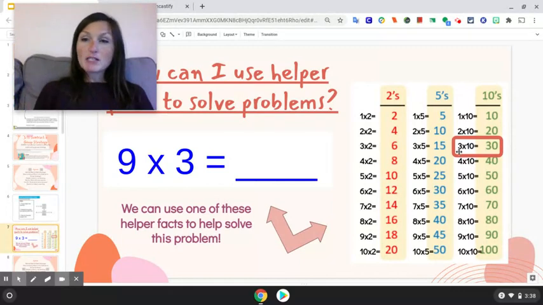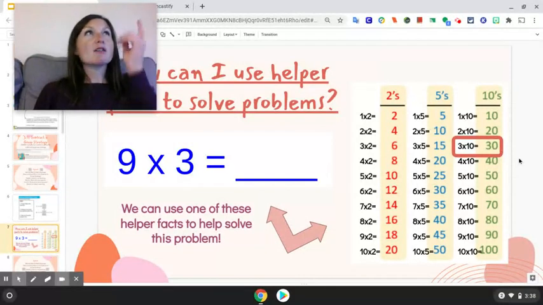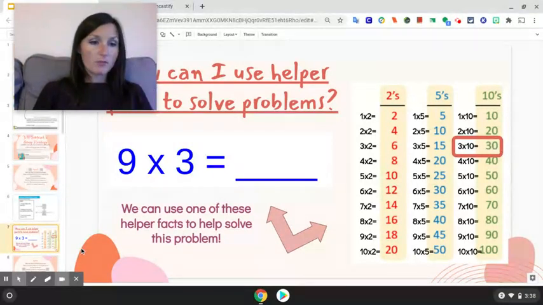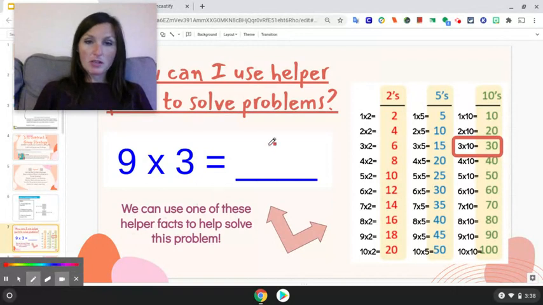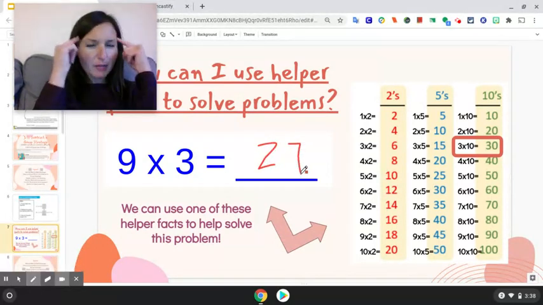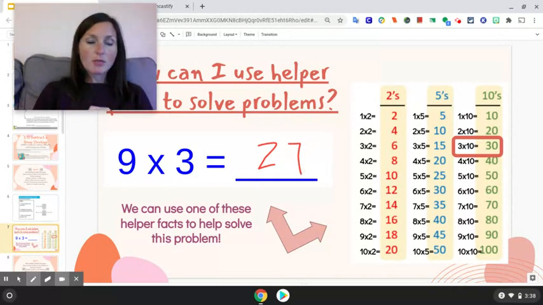So if I did 3 times 10, well, 10 groups of 3 is one more group of 3 than 9 times 3. So I would take 30 and subtract 3: 30, 29, 28, 27. So 9 times 3 would equal 27. See how I could do that in my brain? That's what we're going to want to be able to do.